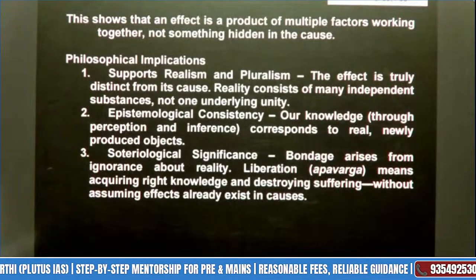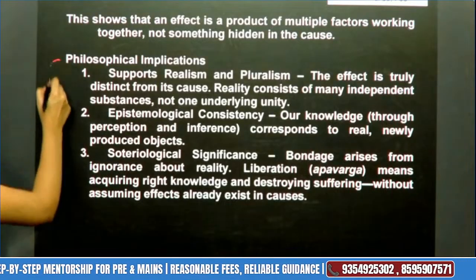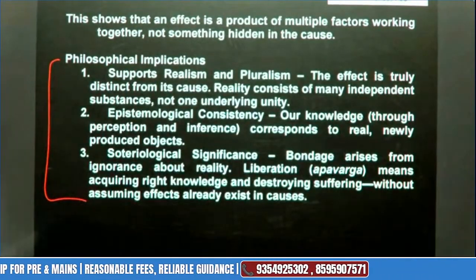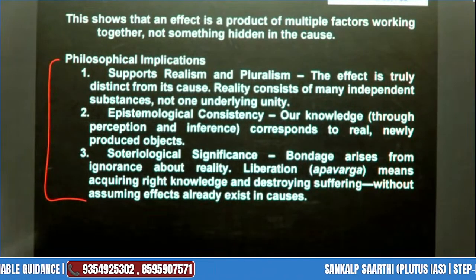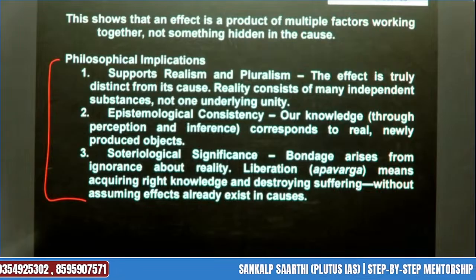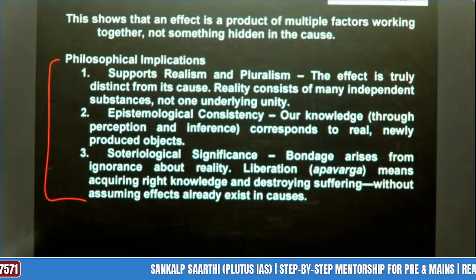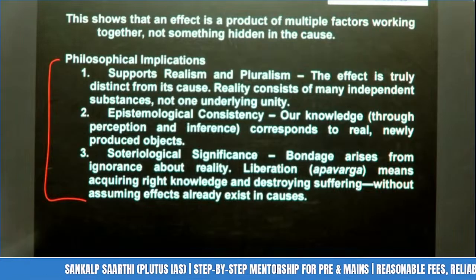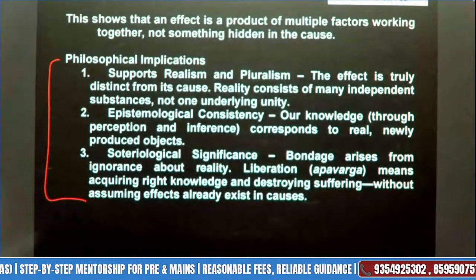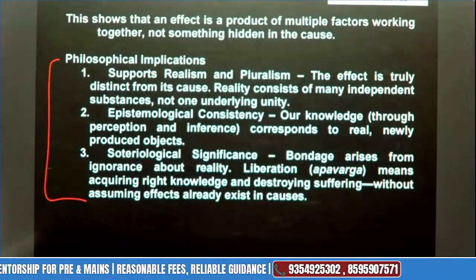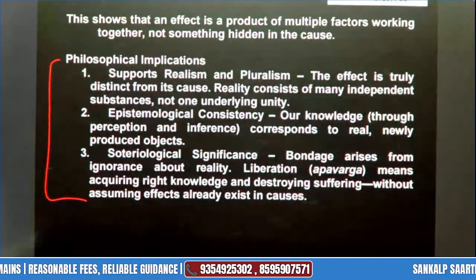Okay. Now next is philosophical implications. If you want, you can write it. Otherwise, you can skip it. But yes, do read it. So when it comes to realism and pluralism, it says that the world is real, made up of many independent things, right? When you see a new pot, your knowledge means a real new object, right? Liberation, freedom, comes from correct knowledge of reality, not from mystical illusion breaking. This is what these pointers are saying. Please read it.